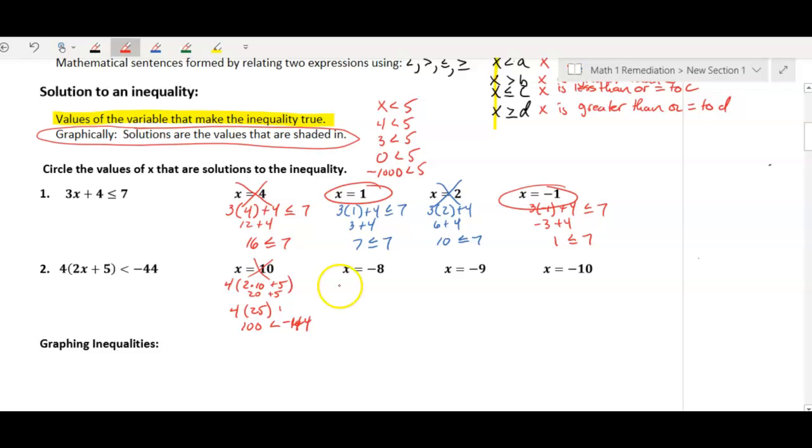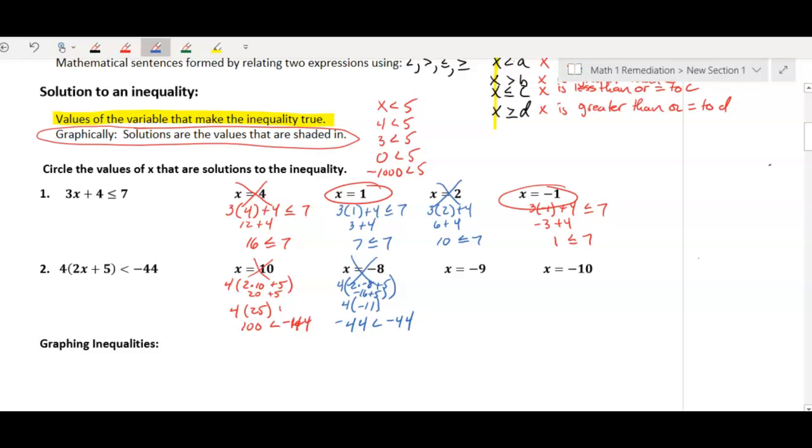If I look at the next one, 4 times 2 times negative 8 plus 5. That will give me 4 times negative 16 plus 5 will give me negative 11. 4 times negative 11 would be negative 44. Is that less than negative 44? Negative 44 is not less than negative 44. It's equal to, and since this does not have that little line under, that is not a solution.